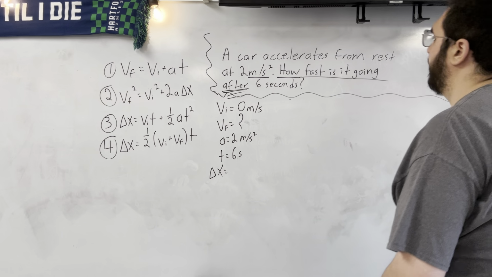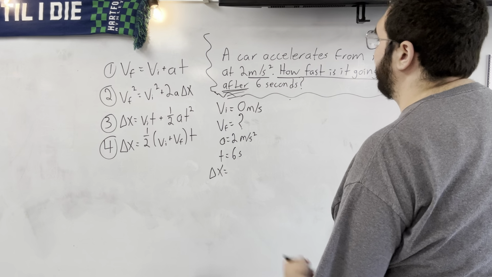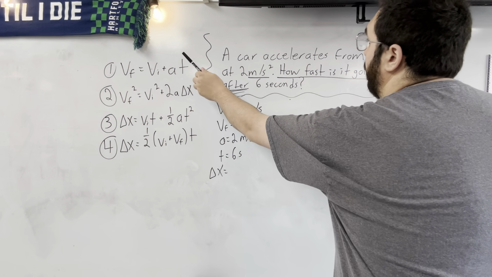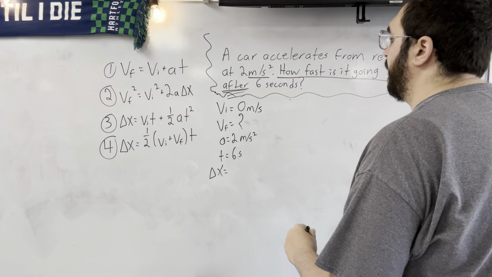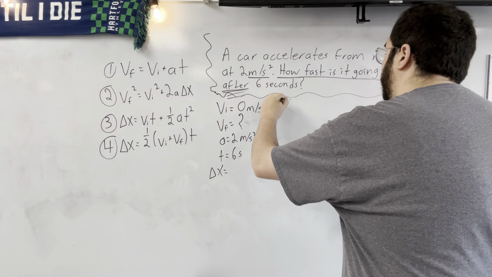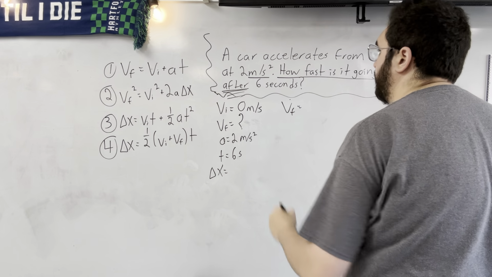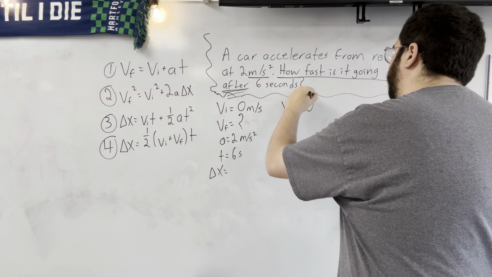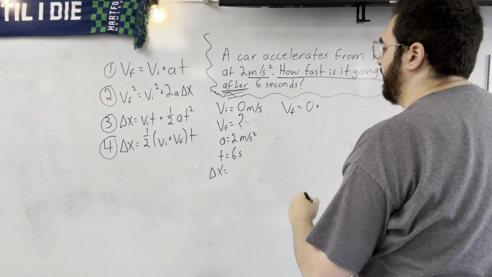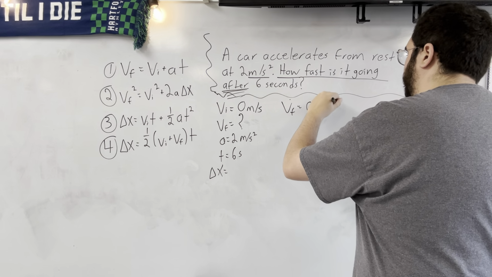So, a car accelerates from rest at 2 meters per second squared. How fast is it going after 6 seconds? We're using equation number 1 to do this. So, I'm just going to plug in. V final, I don't know that yet. V initial, though, I know for a fact that's 0, plus A times T, I know that's 2 times 6.